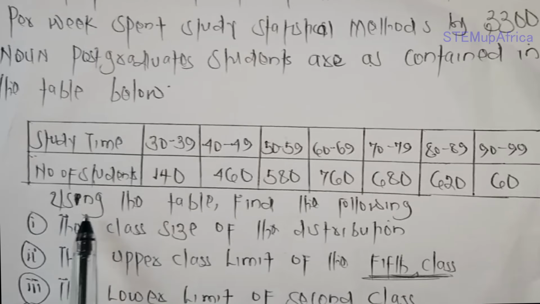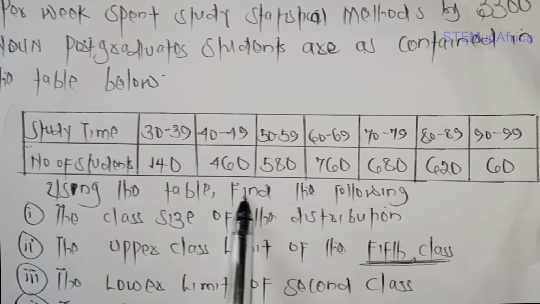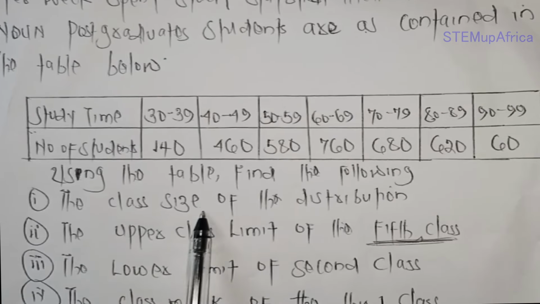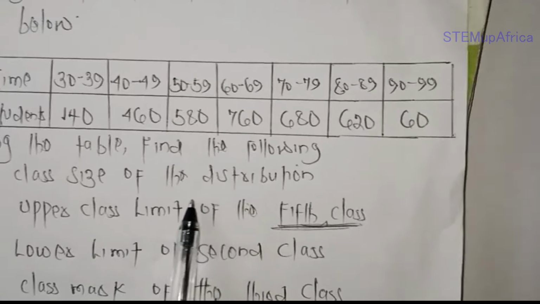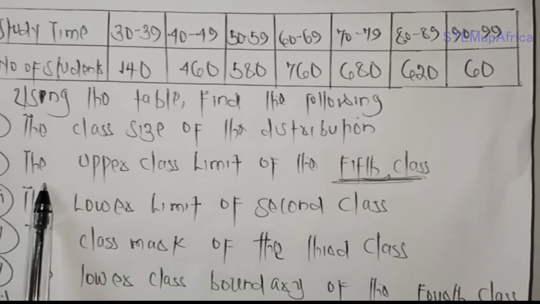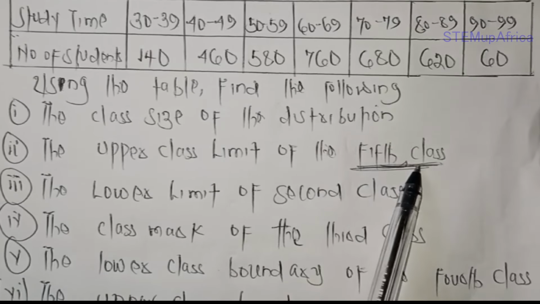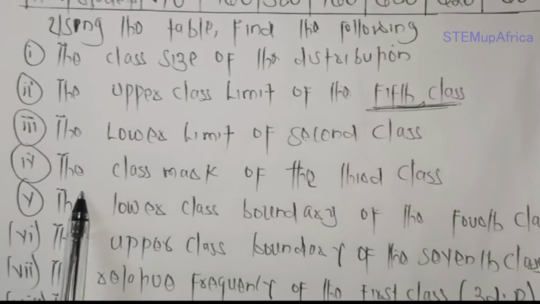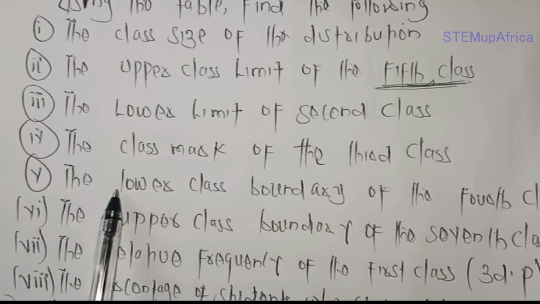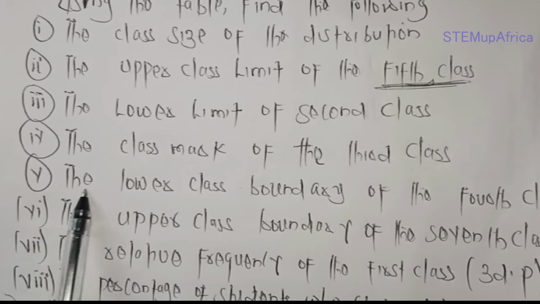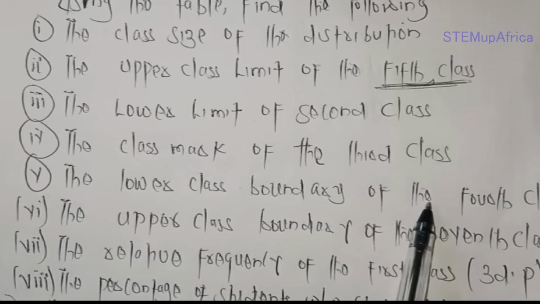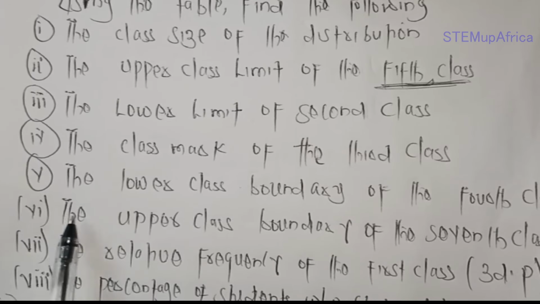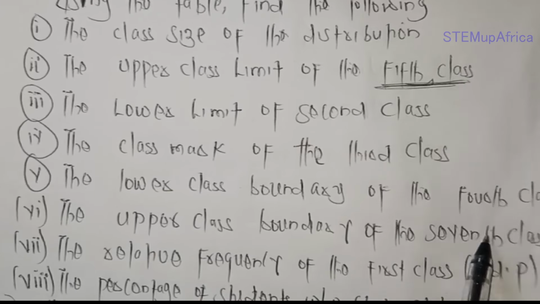Now let's see what the question says. Using the table, find the following. 1, the class size of the distribution. 2, the upper class limit of the 5th class. 3, the lower class limit of the 2nd class. 4, the class size of the 3rd class, the class mark of the 3rd class. 5, the lower class boundary of the 4th class. 6, the upper class boundary of the 7th class.